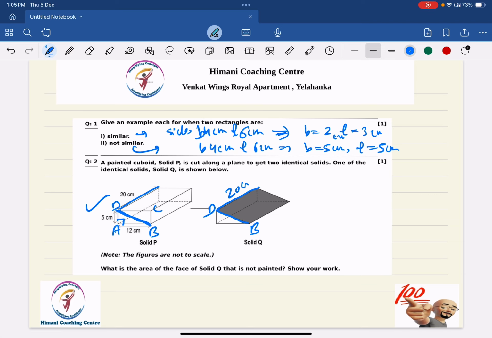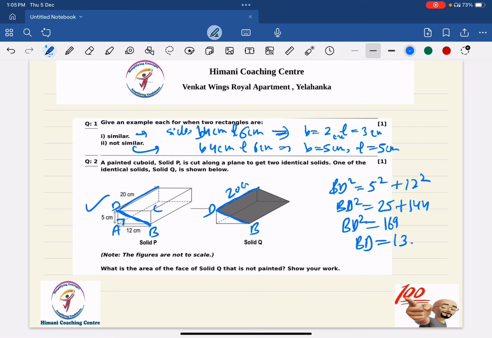Now if you look at triangle ABD, BD square equals 5 square plus 12 square. So BD square equals 25 plus 144, which is 169, and square root of 169 is 13. So we now know that this much is 13 centimeter. So now can we find the area of the unpainted part? Yes, it is simple. 13 times 20, which is 260 centimeter square.